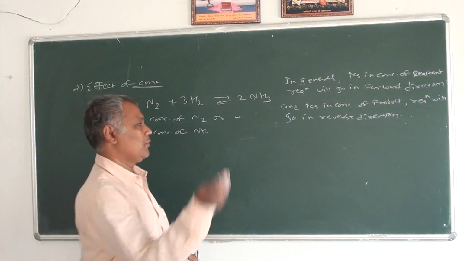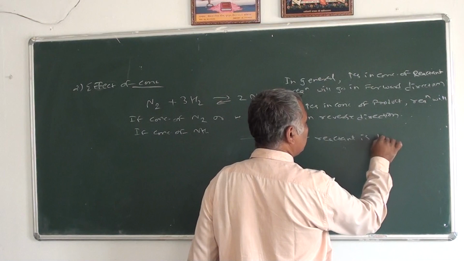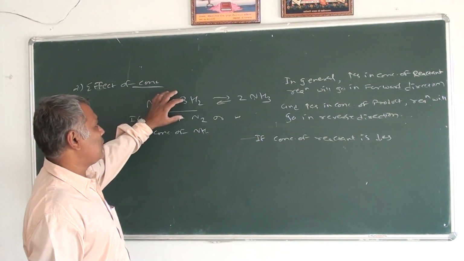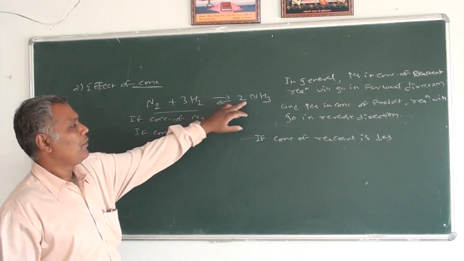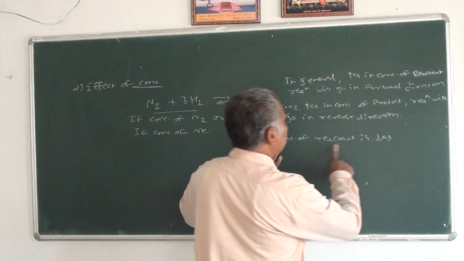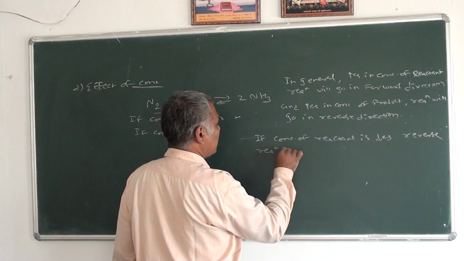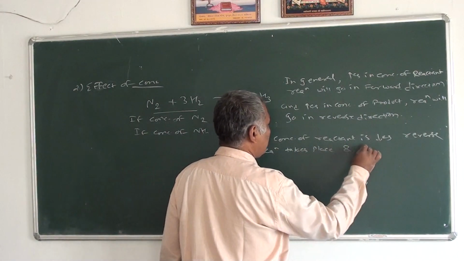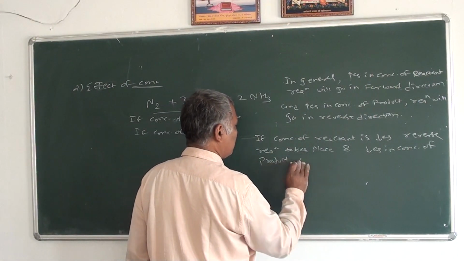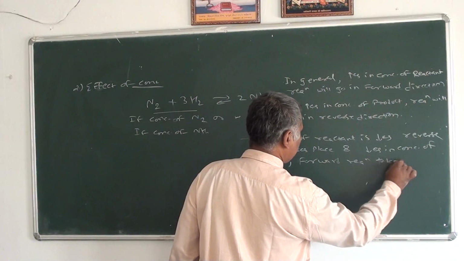Now vice versa for it. If concentration of reactant is decreased, that means if I take it for this reaction, this value is decreased. If these things are removed from the container where the reaction is proceeding, what will happen? It will try to produce that component because they are removed. So it wants to increase that component. So by decreasing the concentration of the reactant, reverse reaction takes place. And decrease in concentration of product, forward reaction takes place.